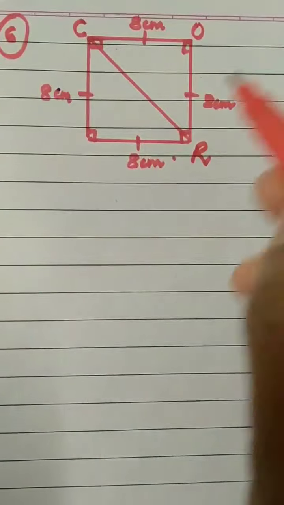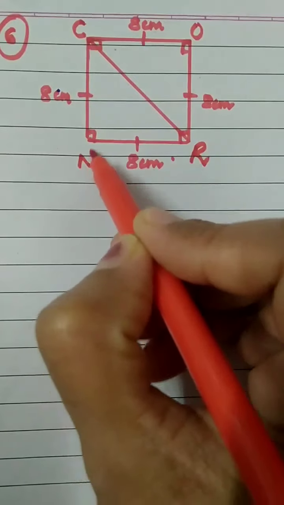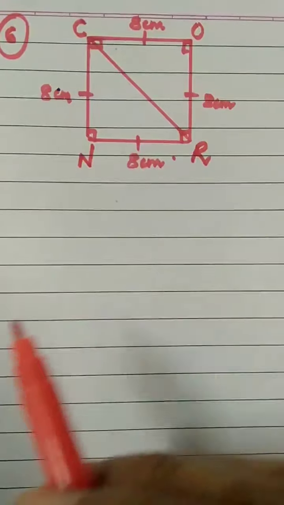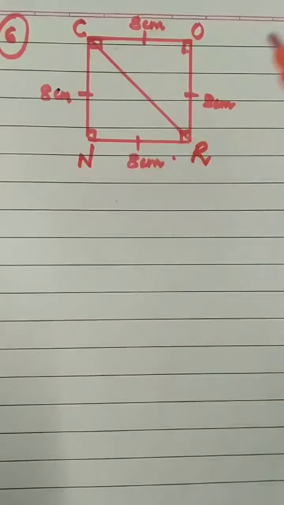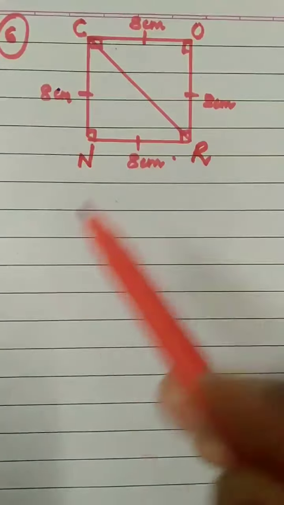Same alphabet we can't use, no? So, actually now it became CON, angle CON. Okay, so let us call this square as square CORN.